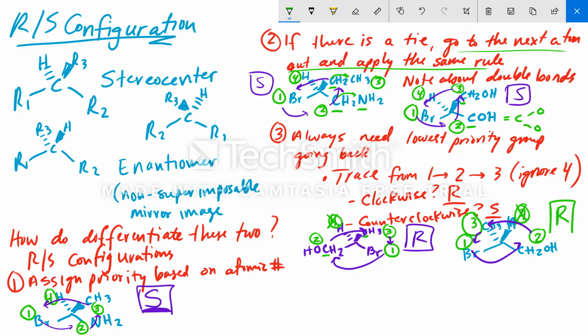This is R. So again, let me say that one more time. We go from 1 to 2 to 3, and we see that it's S, but we realize our H is not where it's supposed to be. Our H is our lowest priority group. It should be going back on the dash, but it's not. It's coming forward on the wedge. So we say, okay, this is S, but our H is in the wrong place. It's on a wedge, so we switch it to R. You always just switch it to the opposite when the H is on the wedge, when it's coming forward.